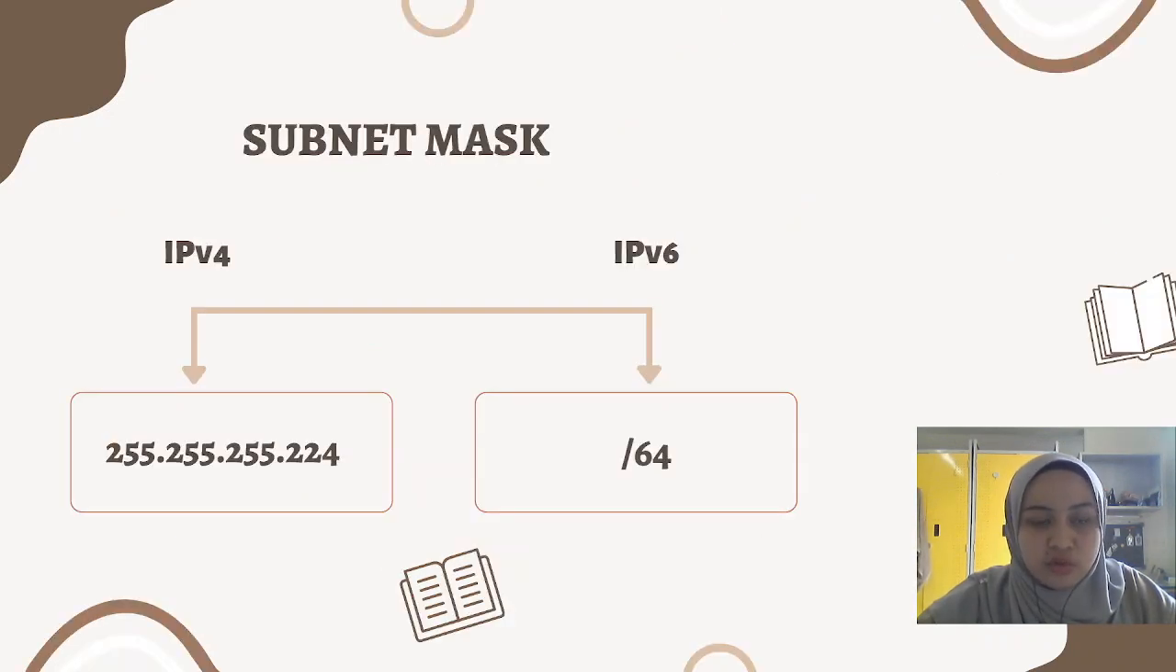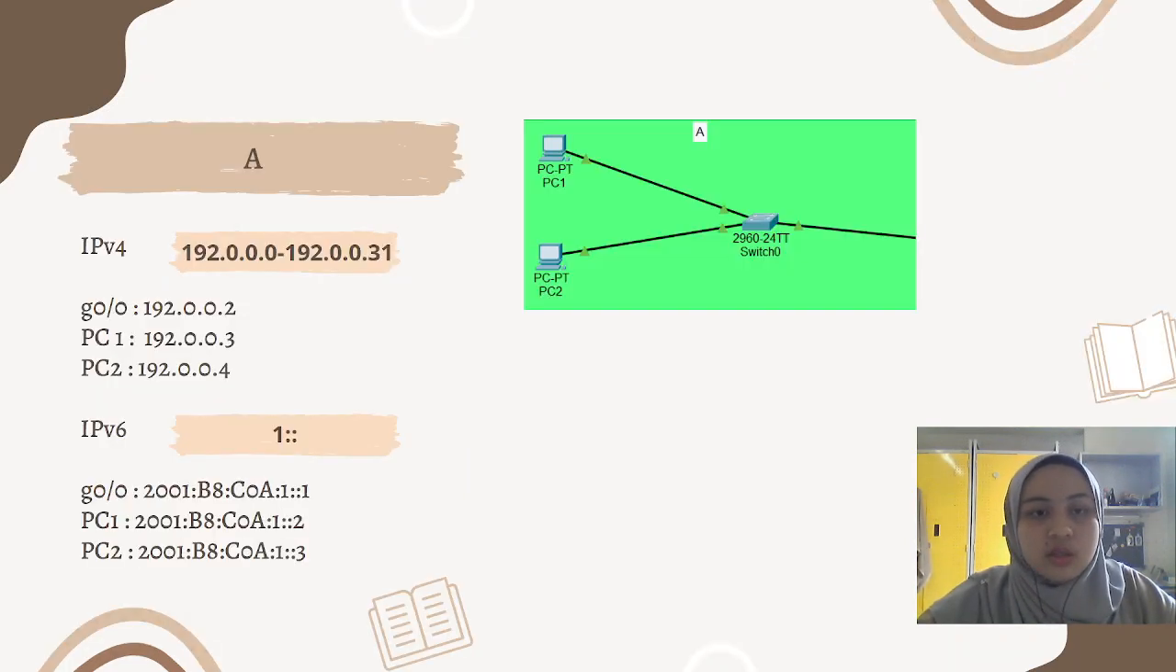Note that the subnet mask I use for IPv4 is 255.255.255.224, and for IPv6 I use /64, and this is group A. This image is group A in the Packet Tracer. IPv4 for group A will range from 192.0.0.0 to 192.0.0.31, and this is the IPv4 I chose for group A. And next is IPv6. This number over here indicates the family. Because the number is 1, the IPv6 of group A is in the family of 1.